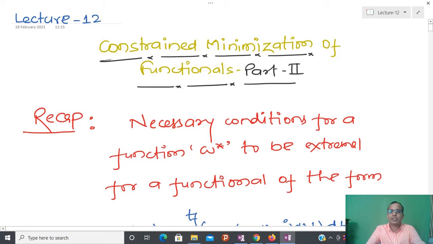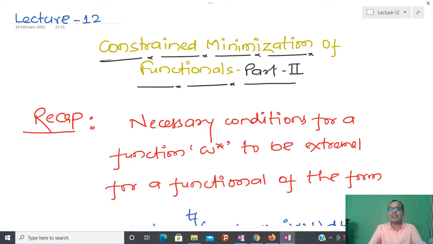Welcome back. So far, I have discussed the constraint minimization of functions as well as functionals. In the previous class, we found that if I have some functional, and the functional has certain kind of constraint in the form of a point constraint or differential constraint, then how to solve the minimization or extremization problem of the functional.